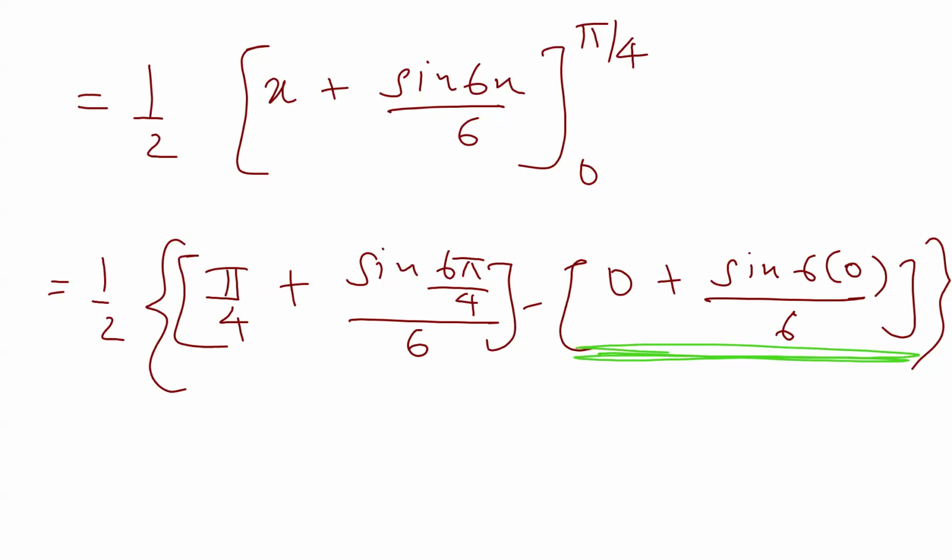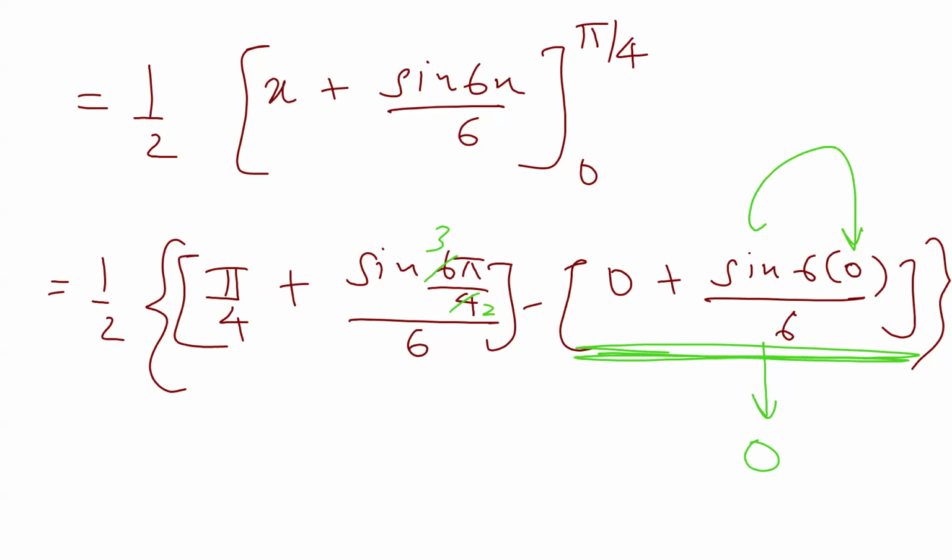What is this value? The value of the second box bracket is 0 because this is sine 0. 6 into 0 is 0, sine 0 is 0. So the entire second bracket is 0. This is 3 by 2.